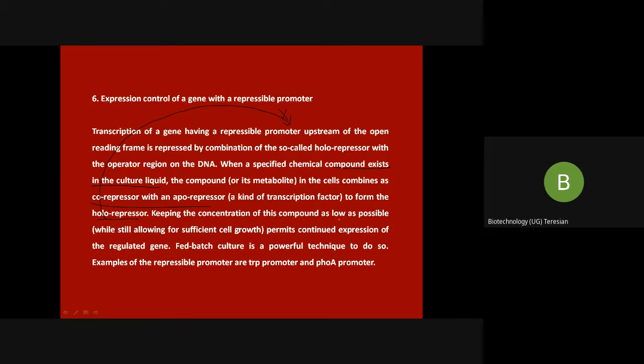So the concentration of this compound is kept as low as possible, which permits continued expression of the regulated gene. Now these fellows cannot act as an inhibitor to the promoter because their concentration is very low. So it allows the promoter to express the gene. Fed batch culture is a powerful technique to do so. Examples of this are the tryptophan promoter and the 4A promoter.